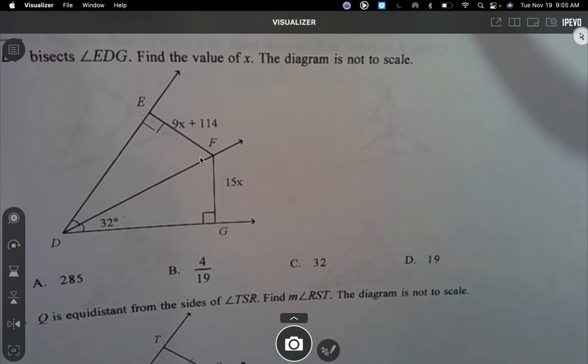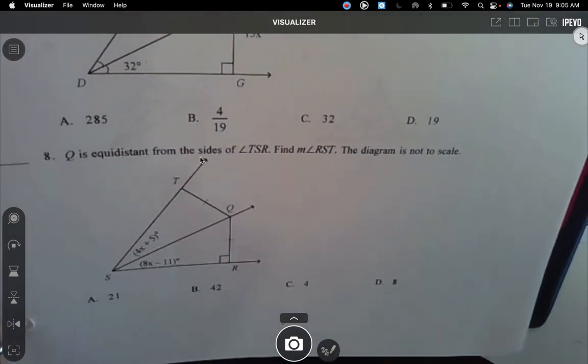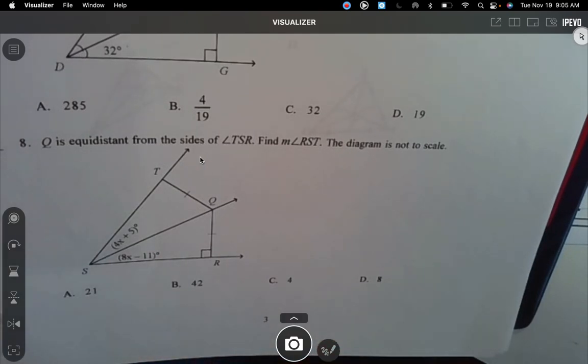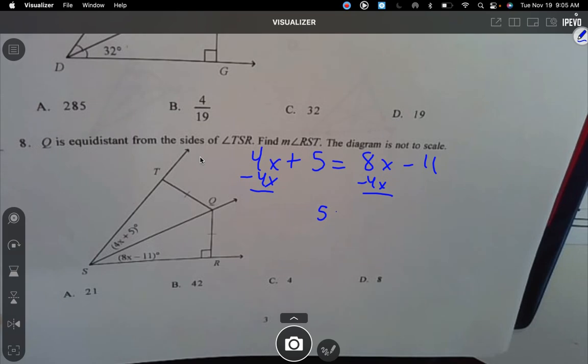Okay. The next one. Okay, so this is what I was saying. Going the opposite way, if I know those two pieces are equal, then what do I know about the angles? They're equal. So I would have 4x plus 5 equals 8x minus 11. So I move my 4x. So you get 4x. Okay. Subtract 5 from 11. Well, you'd add 11 to 5. Very good. So you get 16 divided by 4 is 4.